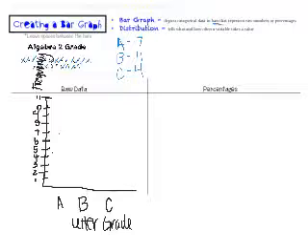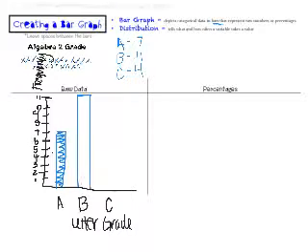All right, so now I make my bars. So I had 7 A's. I had 11 B's. And I had 4 C's. So I can see, better than looking at a list of the data, that most people got a B in Algebra 2 last year, or the year before if you took it the year before. So now let's turn these into percentages.